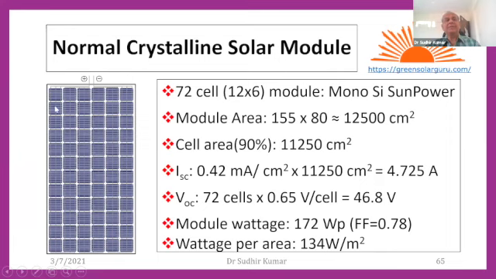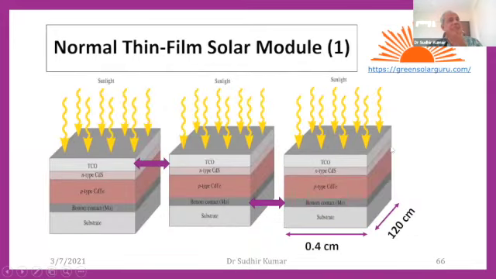So this is 6 by 6 inches of the solar cells, and they are connected in series one by one. One example I'm giving you is 72 cells, 6 by 6 inches, 12 into 6, and that has 172 watt peak. That is the wattage of the module. This is a sample. Similarly, if you take thin film, it is a different type.